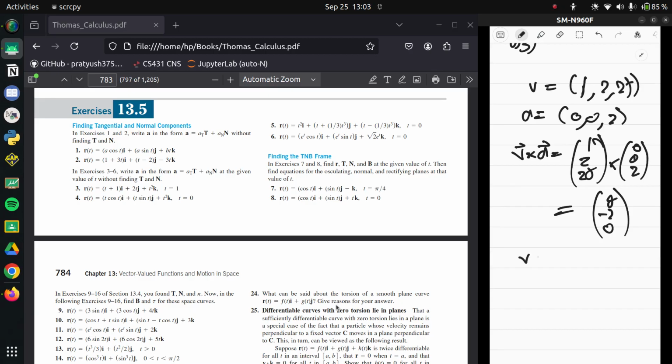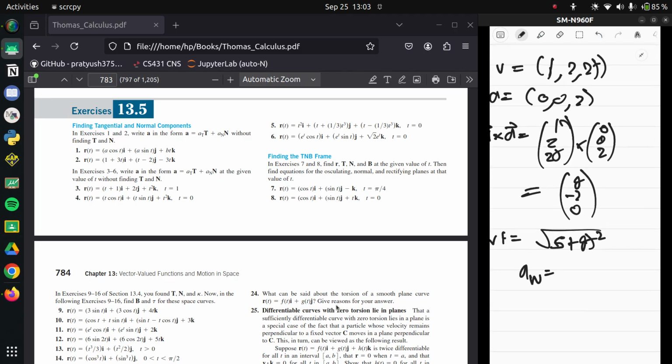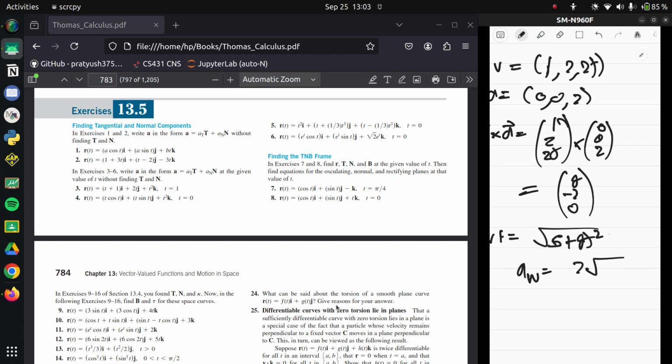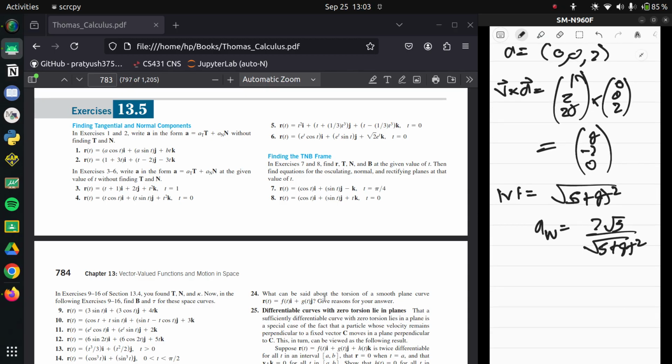So v cross a, and the magnitude of v is just the square root of 1 plus 4, which is 5 plus 4t squared. So your kappa, you don't even need kappa, you just need a_n, right? So a_n would just be 2 square root of 4 plus 1, which is the square root of 5, upon square root of 5 plus 4t squared, I suppose. Did I do the calculation correctly or not? Then at t equal to 1, we'll figure that out. No big deal.